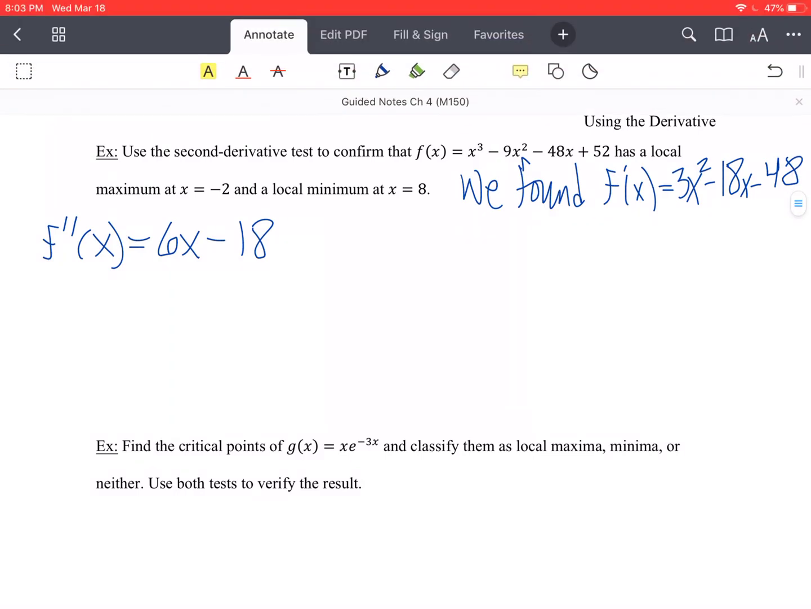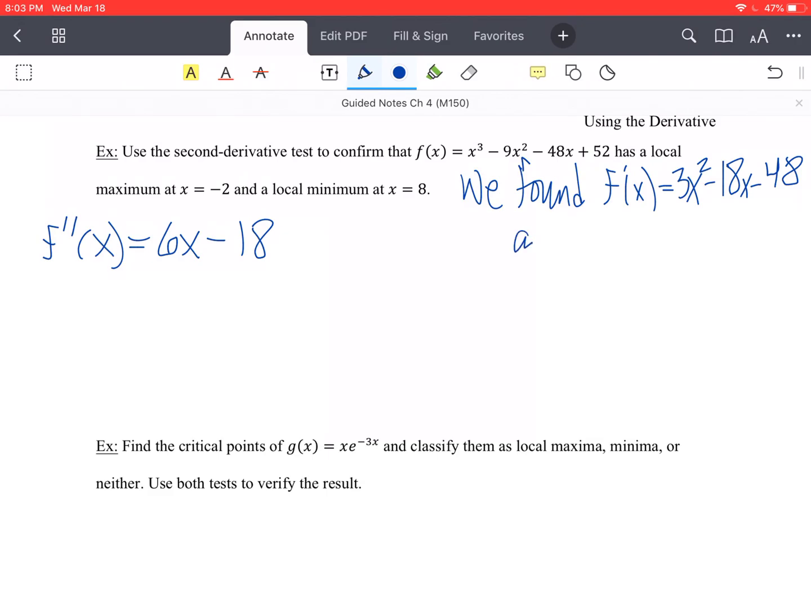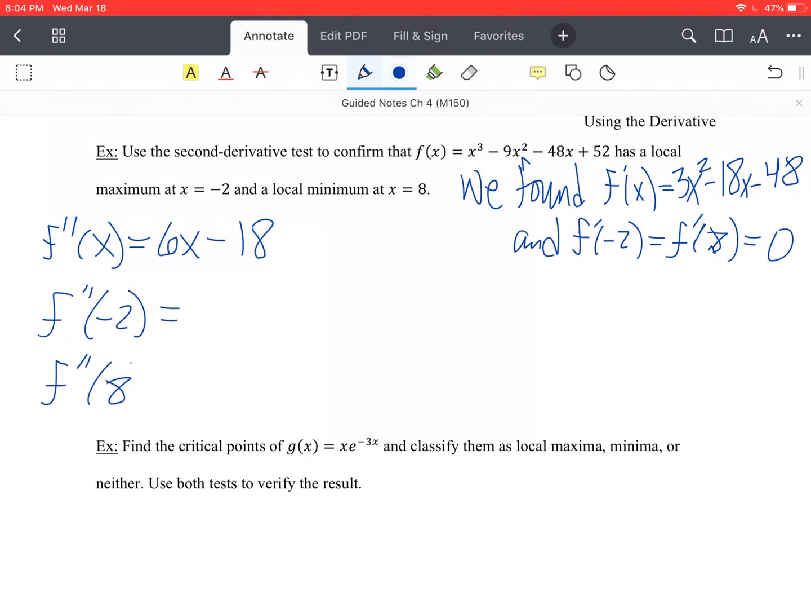Now, we also know that f prime of -2 and f prime of 8 are both 0. Okay, and that's going to be important to use our second derivative test. So now, all we need to do for our test here is just find the value of the second derivative at these critical points. So at -2 and at 8.